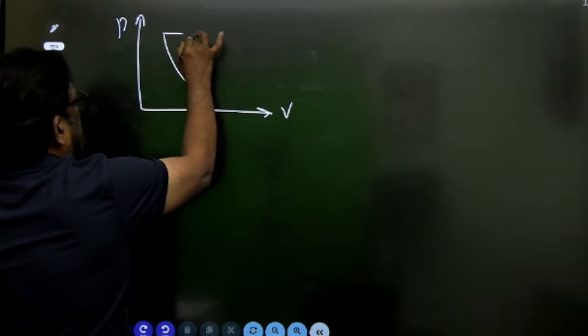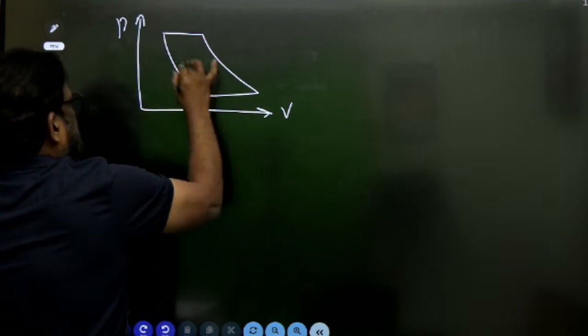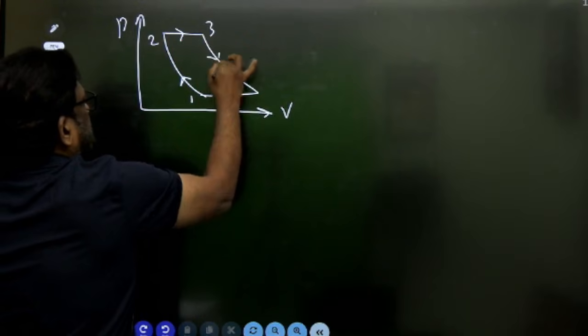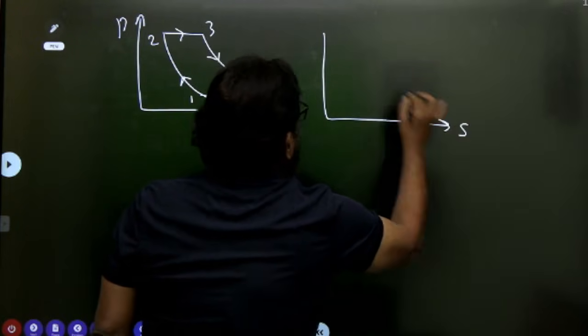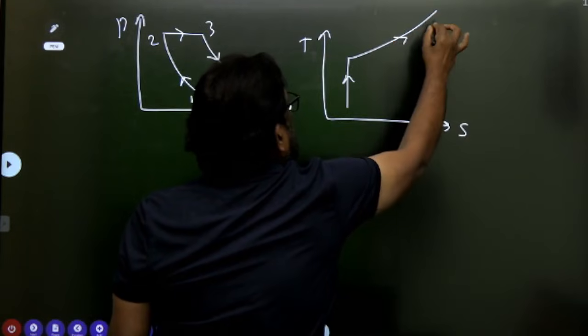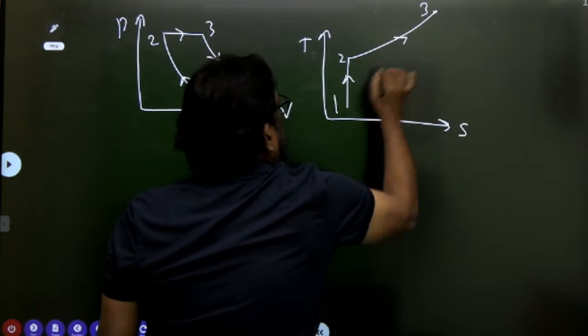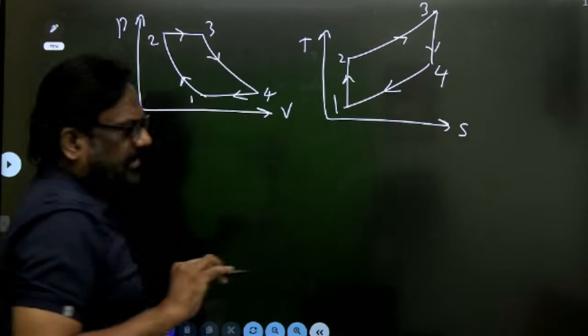Isentropic compression, constant pressure heat addition, isentropic expansion, constant pressure heat rejection. Right, sir? Absolutely. And if you want on the TS diagram: isentropic compression, constant pressure heat addition, then isentropic expansion and constant pressure heat rejection. Very good, sir.